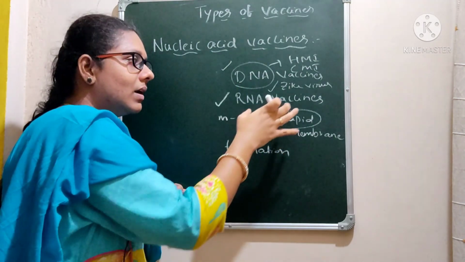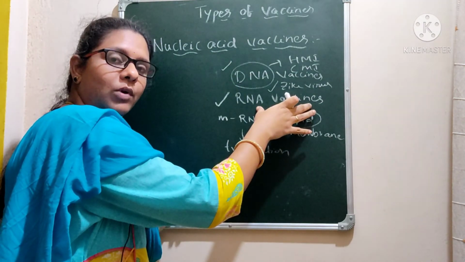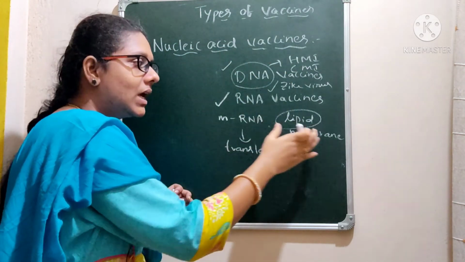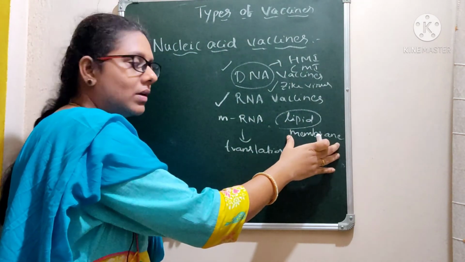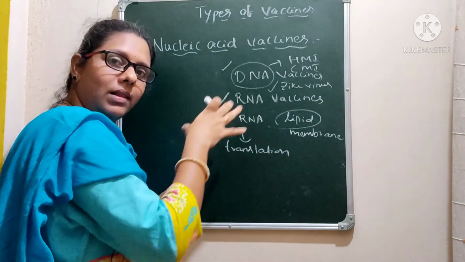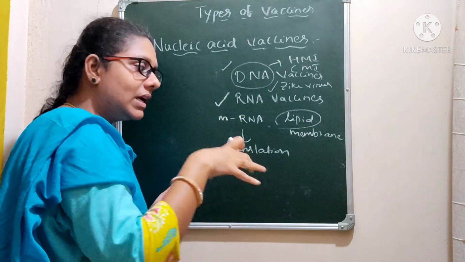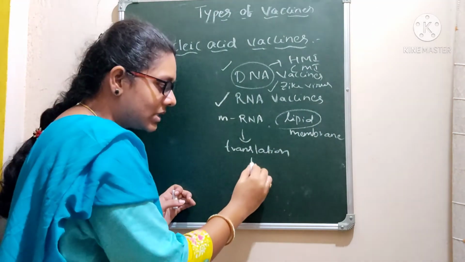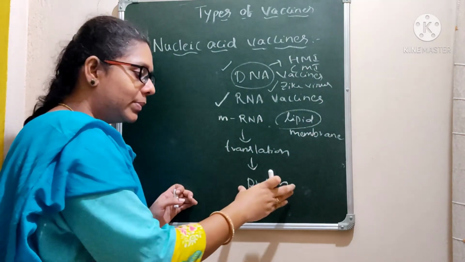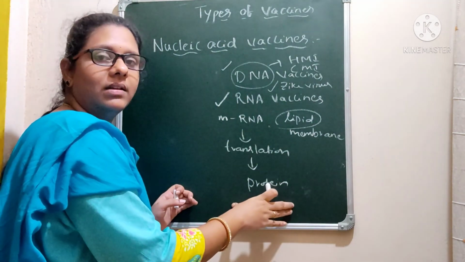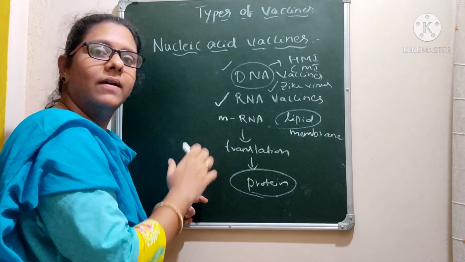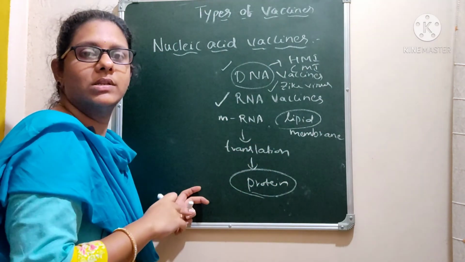The synthesis of protein from mRNA is called translation. So here in this type of RNA vaccines, what we are doing? We are going to introduce the mRNA with the help of a lipid membrane. So this mRNA, after it enters into a cell, utilizing all the machinery that is present in the cell, will undergo the process of translation, giving rise to a protein, where the protein which is antigenic in nature will be expressed, and this antigen will induce the immune response.